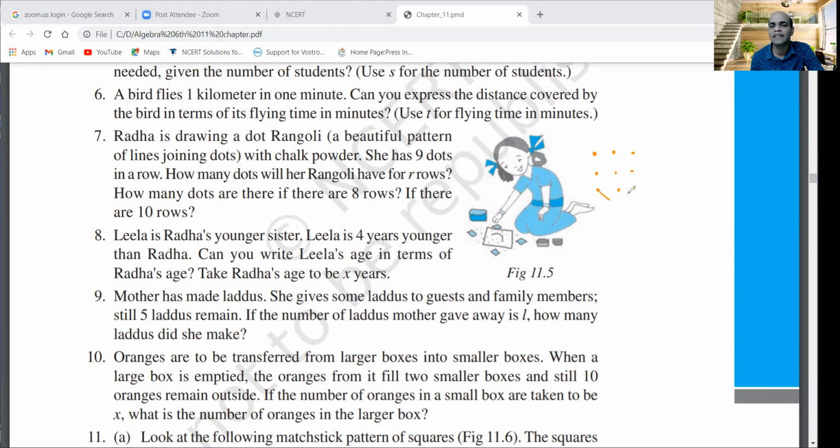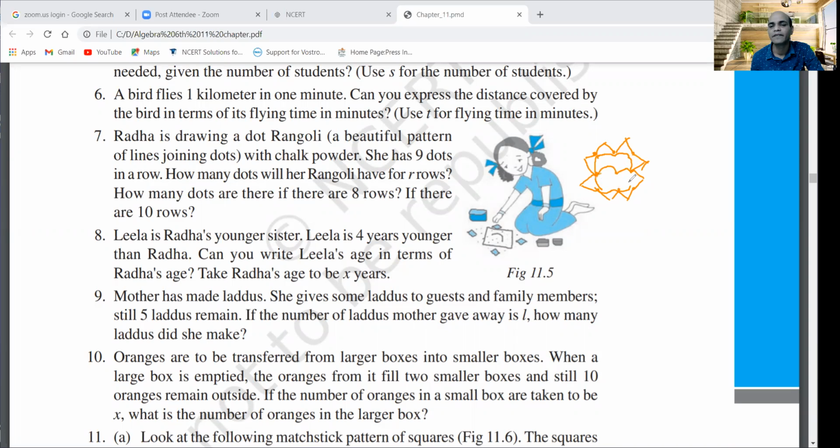Sometimes they join them like this, sometimes like this. They make patterns like this, and they are happy. Yes or no? This is a rangoli competition. Do you ever do this? There are different characters they can form out of this.